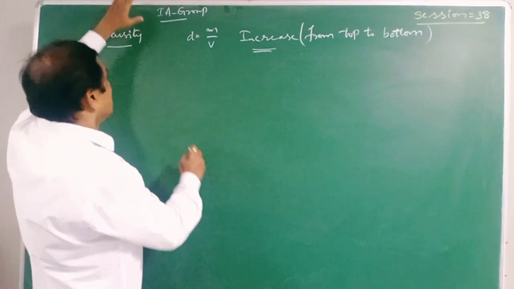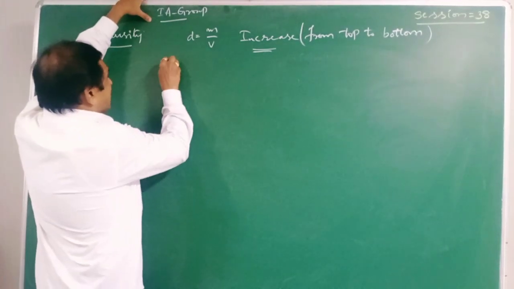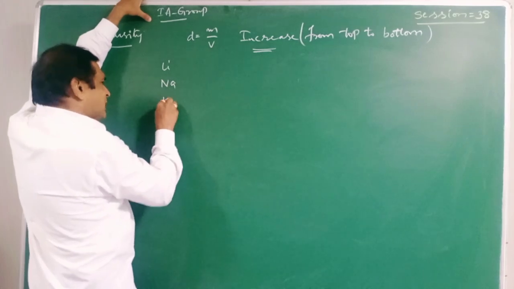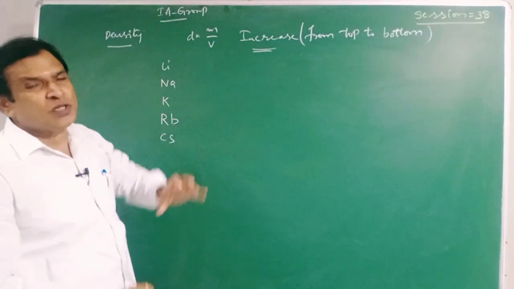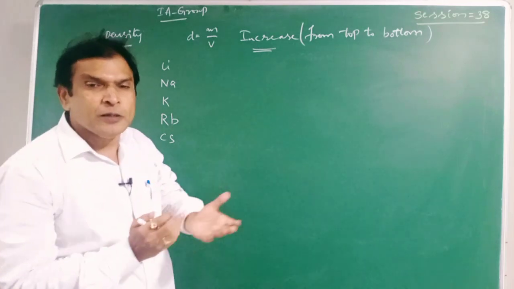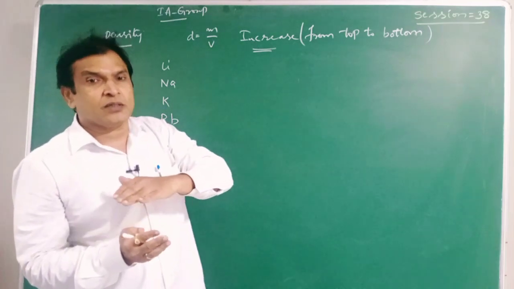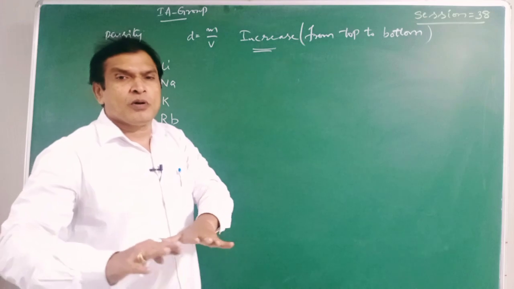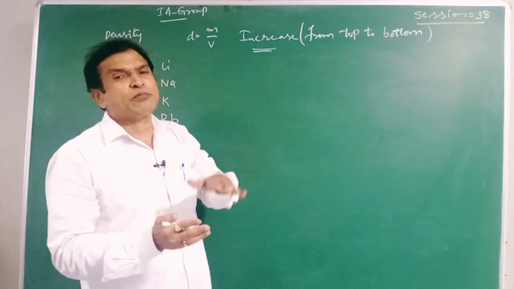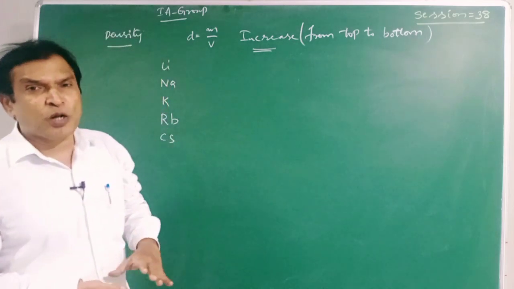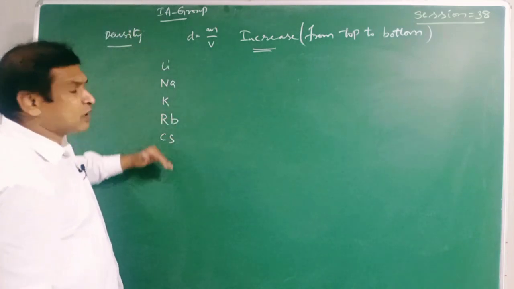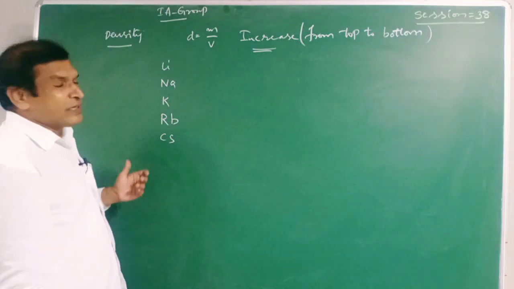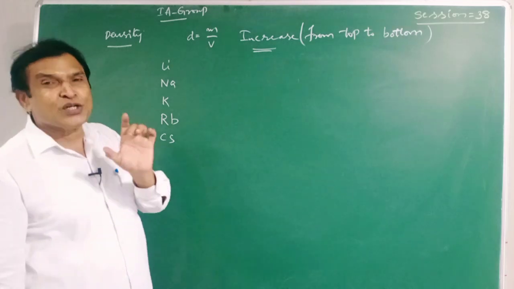So we have lithium, sodium, potassium, rubidium and cesium. Francium is a radioactive element, so we cannot discuss its properties. We will discuss only up to cesium, from lithium to cesium only. So from top to bottom, as atomic mass increases, densities also increase. That is a common trend.